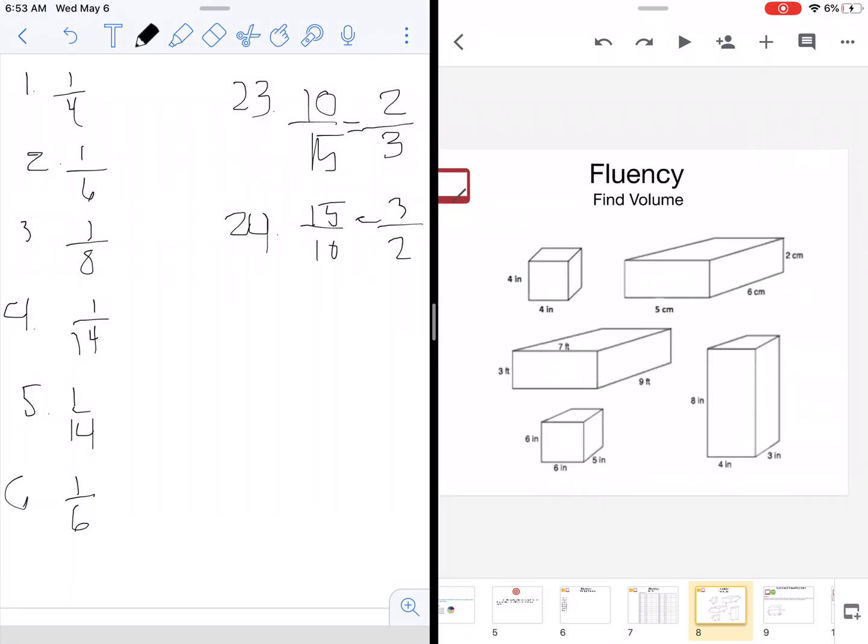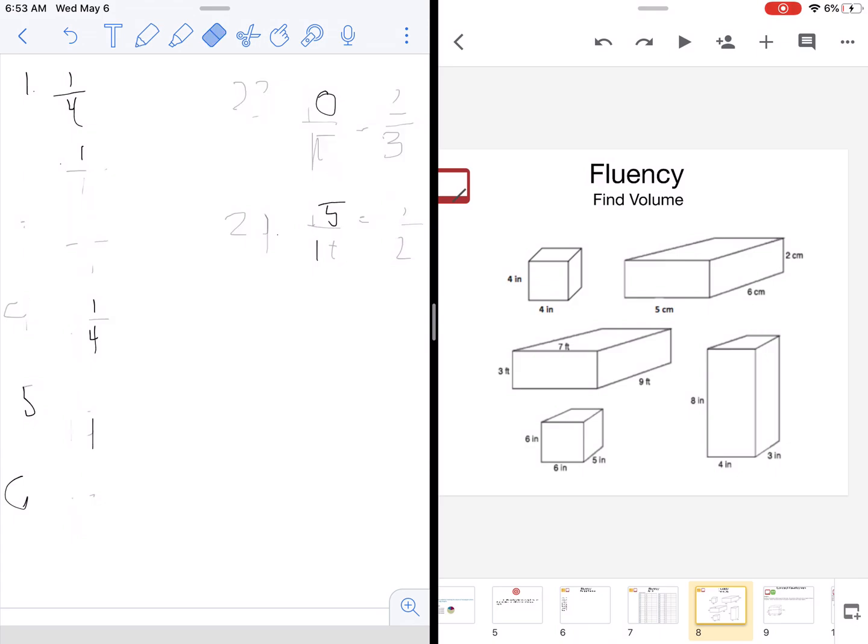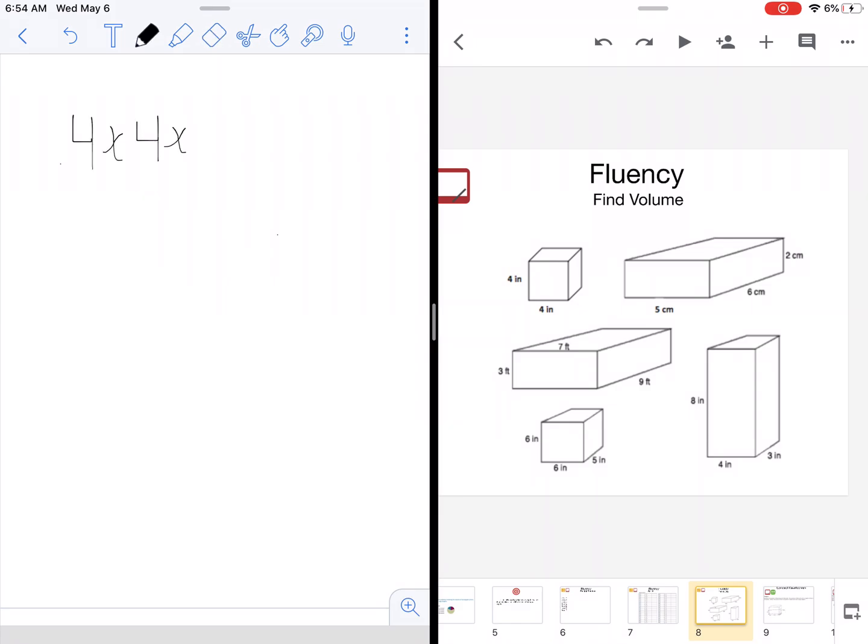This is your last fluency practice: find the volume. This will lead you into what we are doing today. So 4 by 4, remember volume is length times width times height. The first volume just has length times width, but that's because it's a cube. And when you have a cube, all sides are the same length. So this one is 4 times 4 times 4. 4 times 4 is 16 times 4 is, anybody know? If you don't know, you can always do this. 6 times 4 is 24. 4 carry the 2. 4 times 1 is 4. Plus 2 is 6.